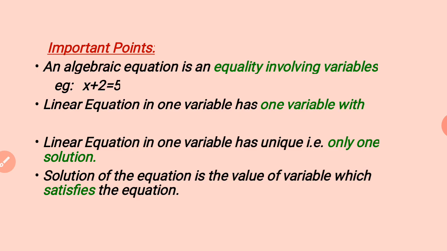Now linear equation in one variable has one variable with power 1. Children, we have tried to understand what equation is. Now let us try to understand what linear equation is. Linear means raised to power 1. So check the variable x. What is its power? It is 1 only. Such equations wherein the power of the variable is 1 are known as linear equations.